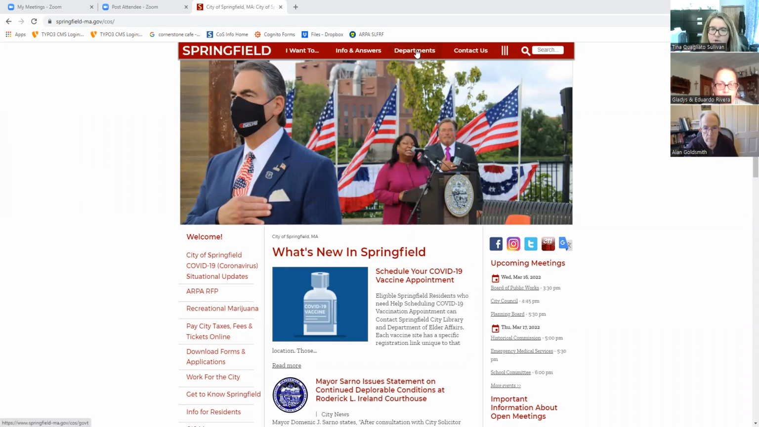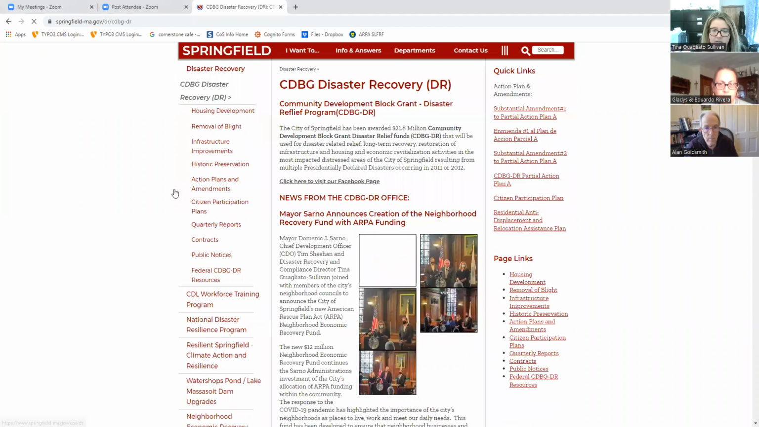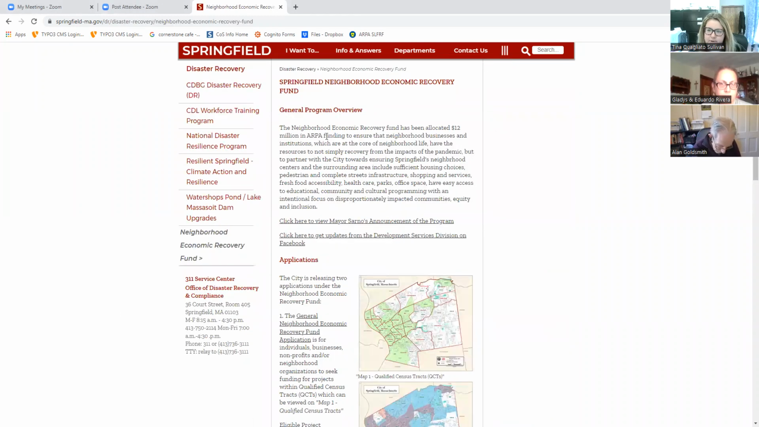For those of you that have not been on the city's website or aren't overly familiar with it, when you get there, you would go to departments, you would select disaster recovery, and then you would scroll down to Neighborhood Economic Recovery Fund. And this will give you information about this particular pot of money that's been set aside. So it's 12 million out of ARPA funding. And the idea here is to basically help neighborhood business districts and critical neighborhood facilities recover from the pandemic.